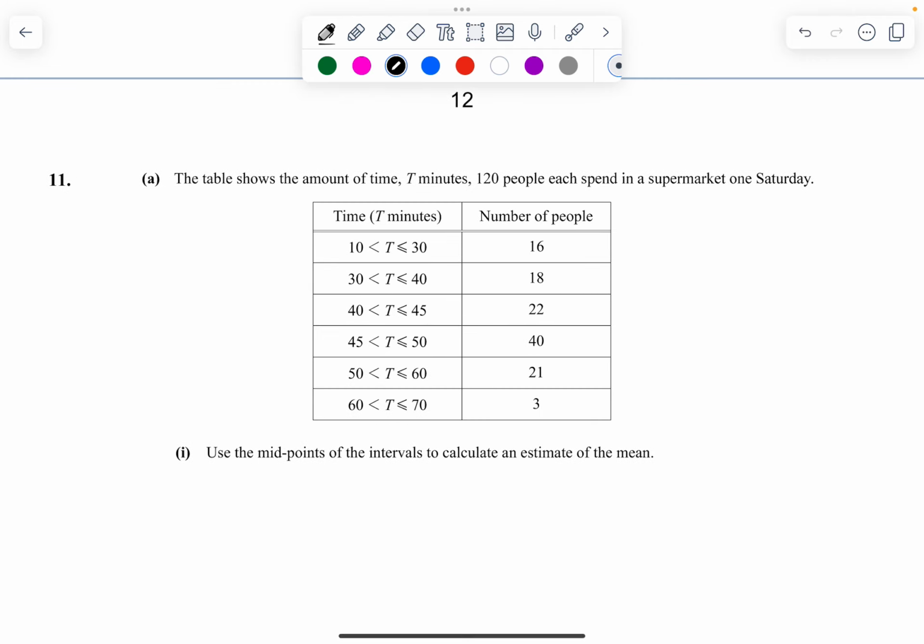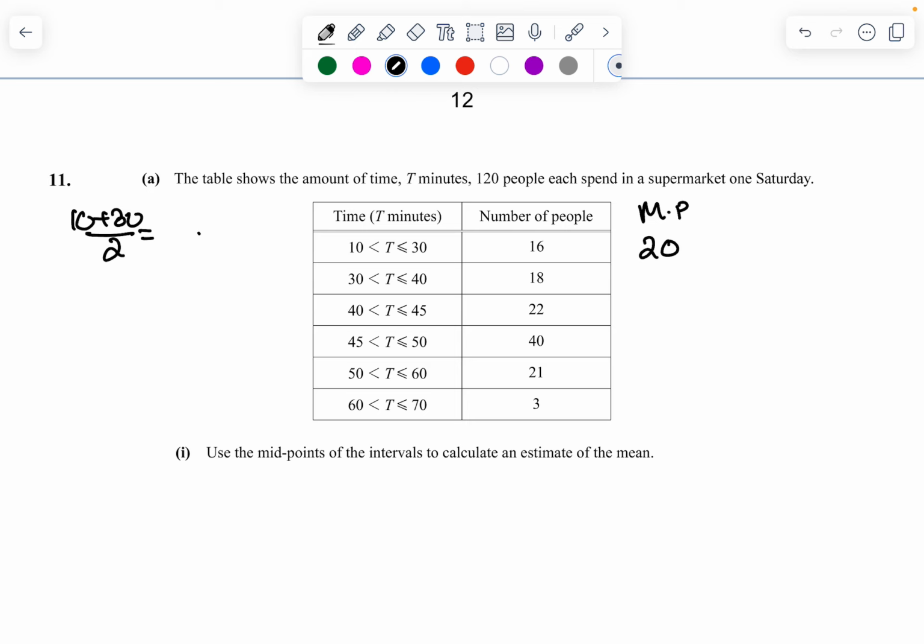Question number 11. The table shows the amount of time t minutes. Use the midpoints to calculate the mean. So we have to calculate the mean for this one. I'm calculating the midpoints. So 10 plus 30 by 2, 40 by 2, which is going to be 20.